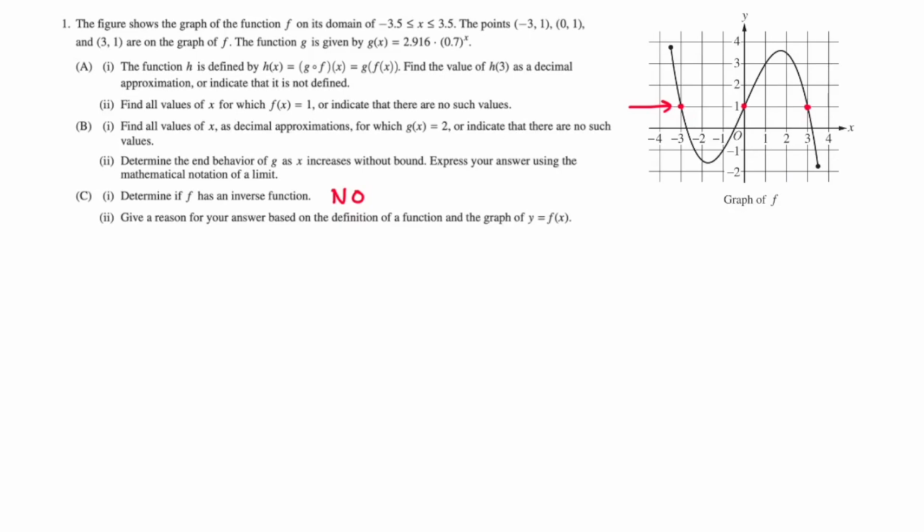So I hope that helped you to make sense of the first problem. In the next video, we'll take a look at the second graphing calculator question.